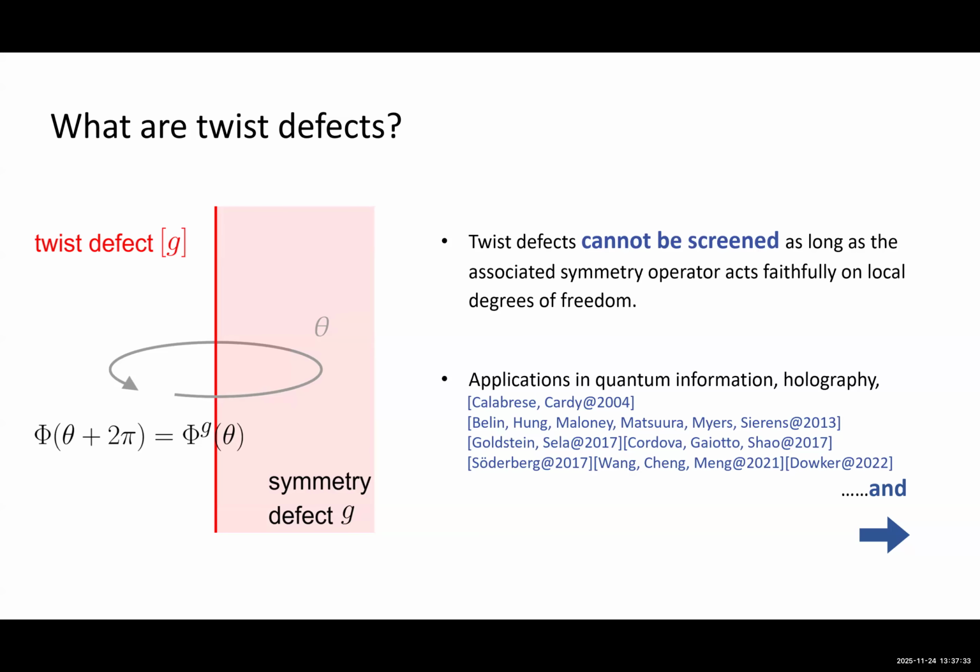Now, before I jump into the example, are there any questions about the convention, about what is a twist defect and what are the symmetry defects? Any questions? No? Okay, good.